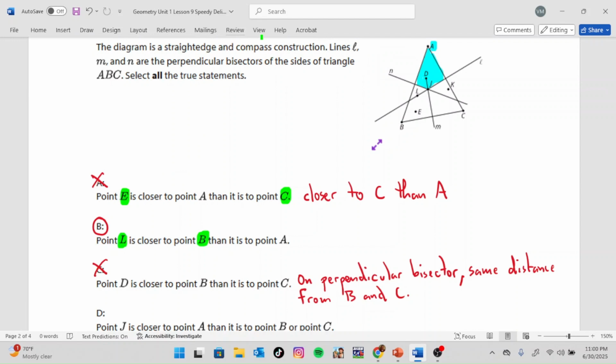Next, anything below line N is closer to B than A, and anything to the left of line M is closer to B than C. So I'm going to shade this region in green, and anything in green is closer to B than it is A or C.